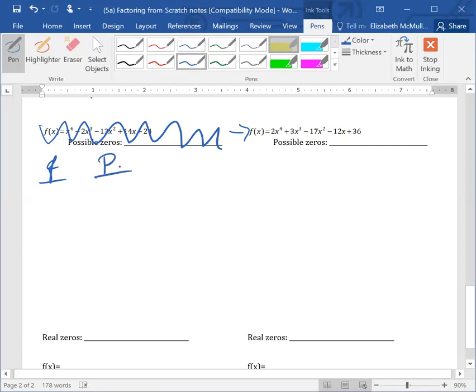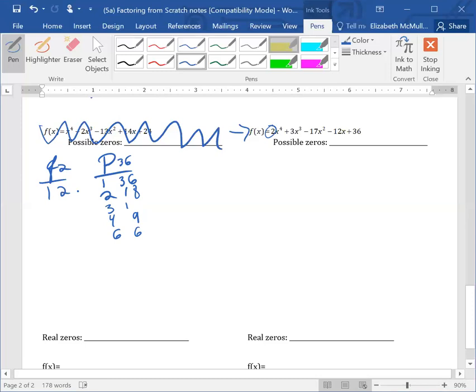All right. So P's, remember, are all the factors of the constant, which is 36. So obviously 1 and 36, 2 and 18, 3 and 12, 4 and 9, 5 doesn't, but 6 and 6. All right. Q was all the factors of our leading coefficient, which is 2. So factors of 2 are just 1 and 2.